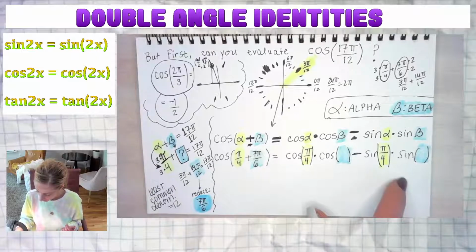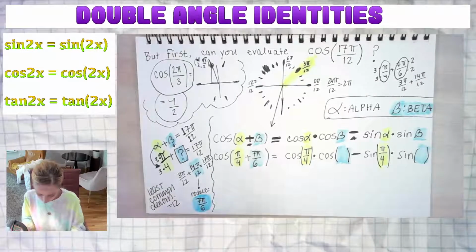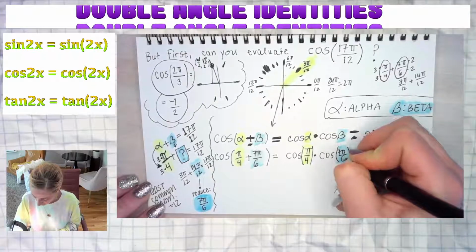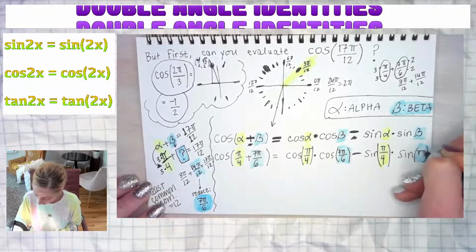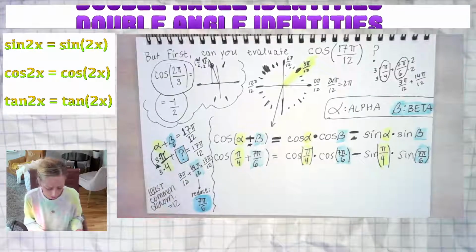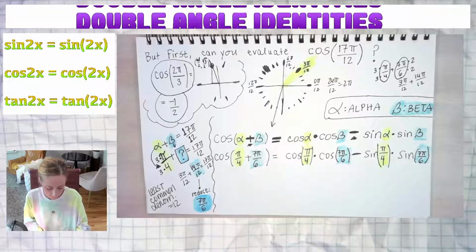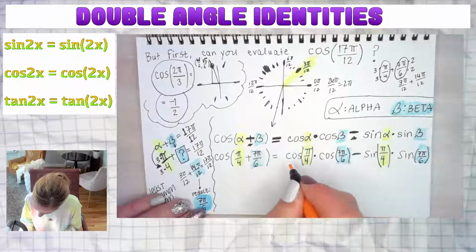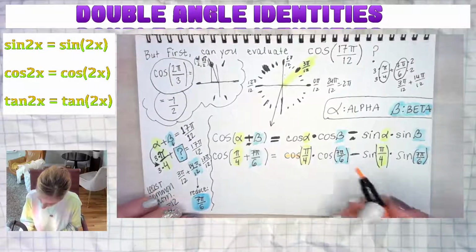So I'm filling in my beta, 7 pi over 6. And now how do I figure out the sine or cosine of something? How do I figure out the sine or cosine of something? What do we need to do? Like, I keep talking about this unit circle. What the heck am I babbling about? How do I get the cosine of something?